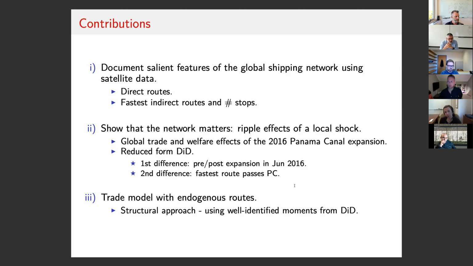So our contributions, I think, are threefold. First, I'm going to show you some facts about the global shipping network. Most of this is relatively novel, I think, both in terms of documented direct routes and indirect routes. Second, we construct an algorithm to get at where these indirect routes are, and how many stops you would need in order to go from A to B.